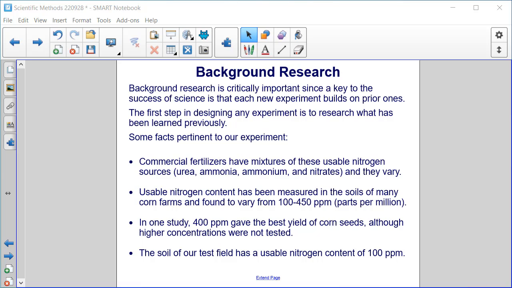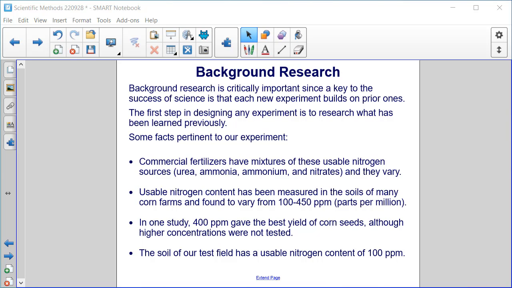Background research. Background research is critically important since a key to the success of science is that each new experiment builds on prior ones. The first step in designing any experiment is to research what has been learned previously. Some facts pertinent to our experiment. Commercial fertilizers have mixtures of these usable nitrogen sources: urea, ammonia, ammonium, and nitrate, and they vary.